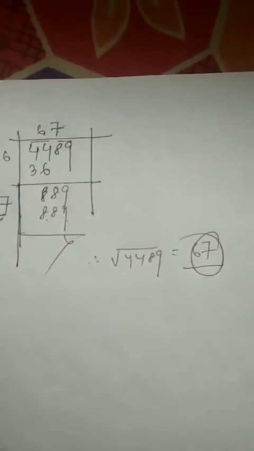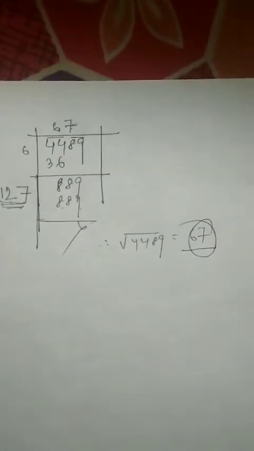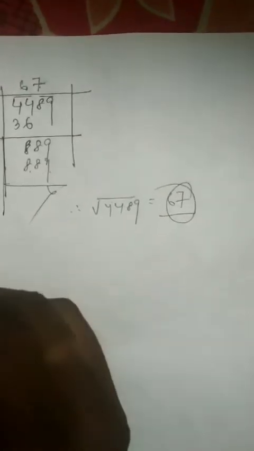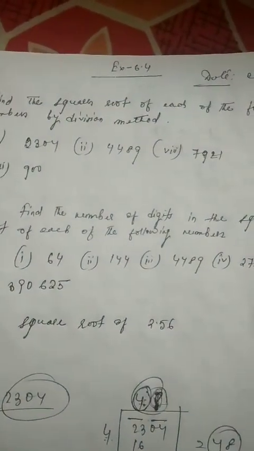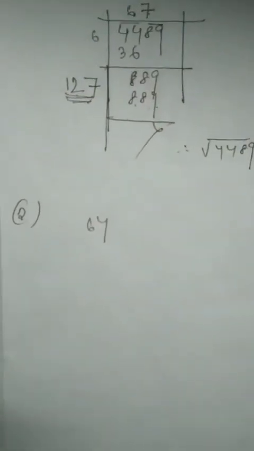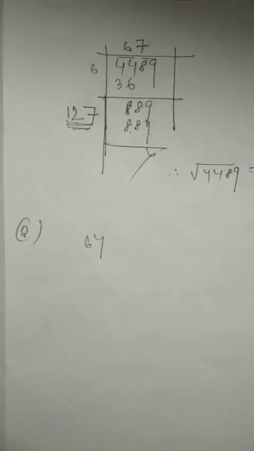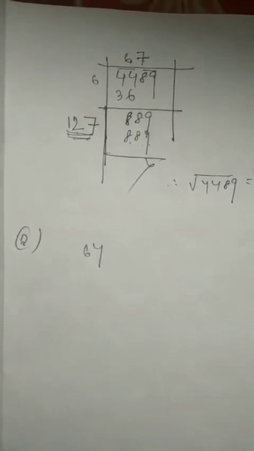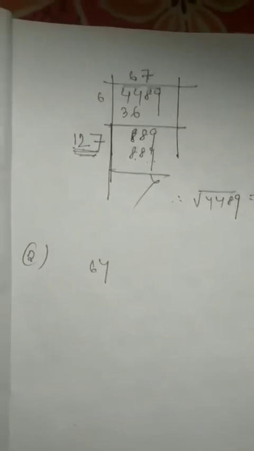So children, this is the way we have to deal with such questions. I believe that you are going to try them all. And before I end this video, I want to explain one more question. Find the number of digits in the square root of each of the following numbers. 64. How many digits will be there in the square root of 64? 64 has how many digits?